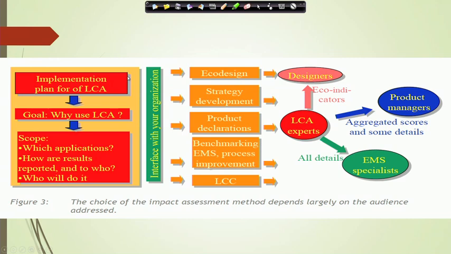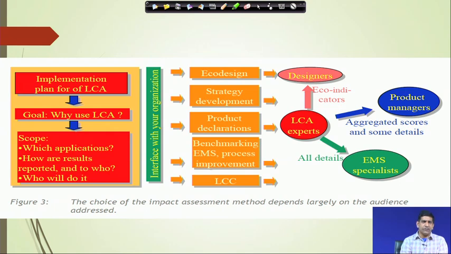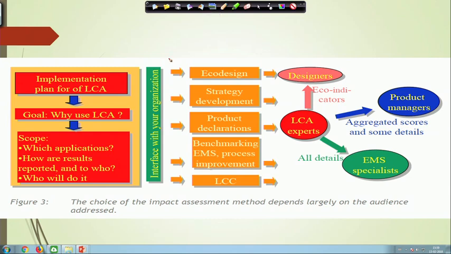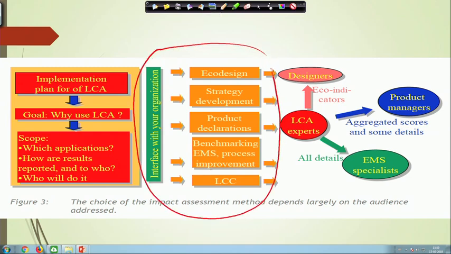First of all, you need to know why to use LCA, but you need to have a plan for a life cycle analysis: scope, which application, how the results will be used, who will do it, what is the big picture objective of this work. Then you try to have your interface with your organization, then you try to have eco design, strategy development, product declaration, benchmarking, life cycle costing.